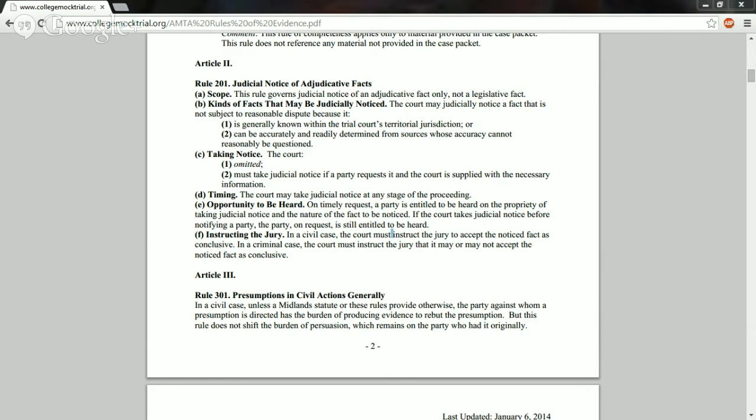The court must take judicial notice if a party requests it and the court is supplied with that necessary information. So because at pretrial all the documents are presented to the judge, if the judge has confirmation that those documents are accurate, which they would in mock trial, they must take judicial notice if a side requests it and it doesn't bar any of the other permissible rules in 201. It can happen at any time, 201D.